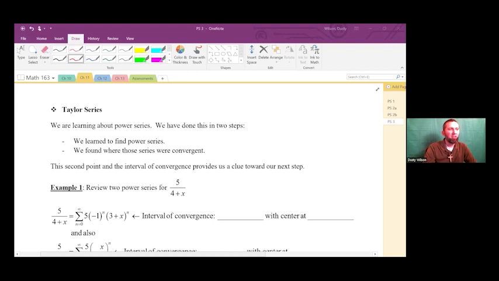Power series. So, Taylor series and approximations. We've learned about power series, and we've done this in 2 steps. We learned to find the power series, mostly using geometric series or Maclaurin series, and then whatever algebraic manipulations we could do to those. And then we found where those series were convergent. The second point, the interval of convergence, provides us a clue toward our next step.